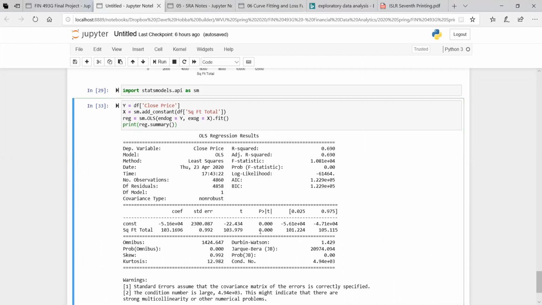So here, we have the p-value for that t. This is the probability of having this t-value, or this t statistic, given that there is no relationship, and it's almost impossible, or it is impossible. So you can reject the null hypothesis and say that there is a relationship between the square feet and the closed price of the home.